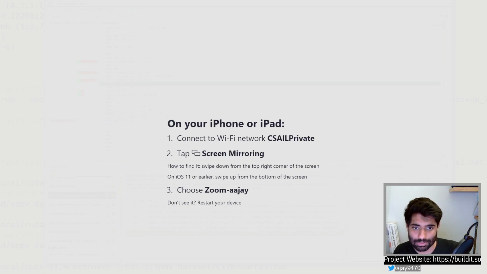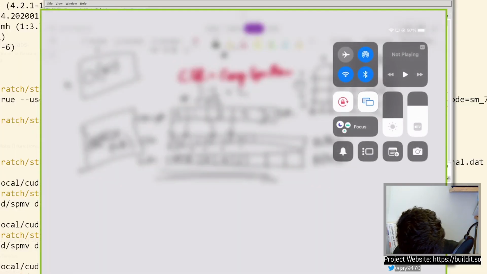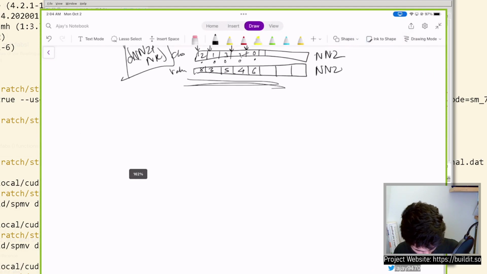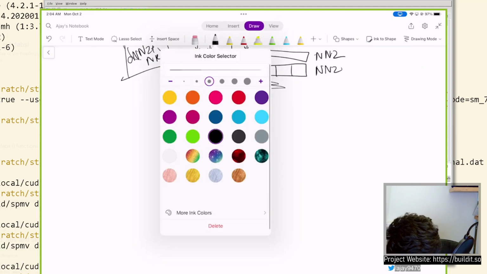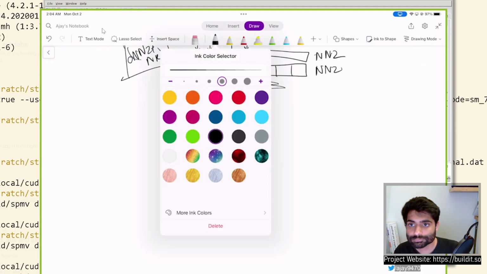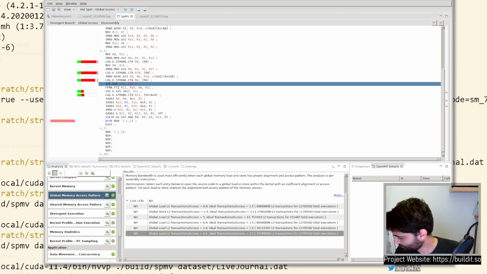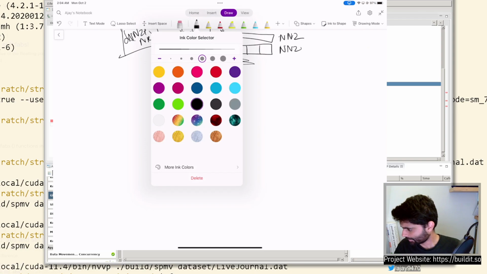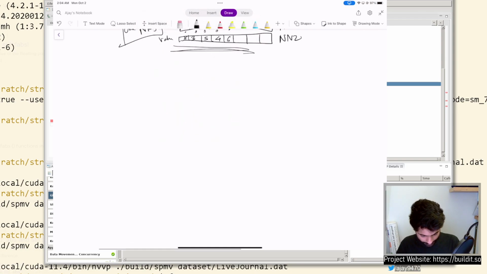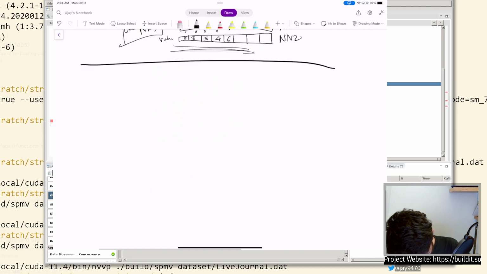Okay, let's talk about mapping, and why these load balance accesses are bad in particular. First of all, let's talk about that. Okay, so you guys can see my screen, right? Okay. So here's what happened.